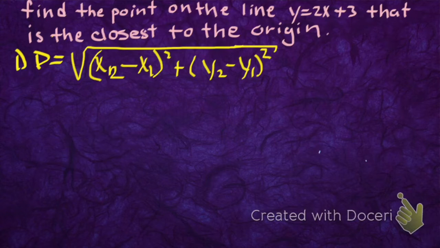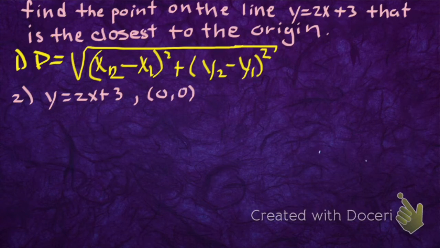After that, we need to find the constraint, but they gave it to us. There it was, Robert. They gave it to us: y equals 2x plus 3. And they gave you the origin, that point. So we're going to plug those into the distance formula.